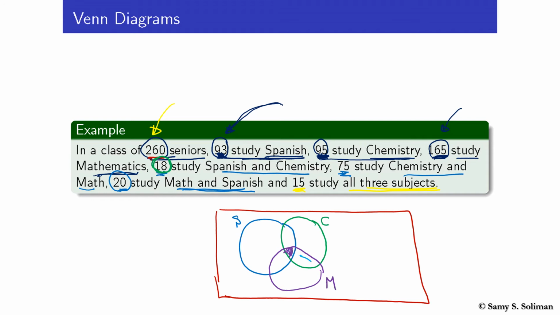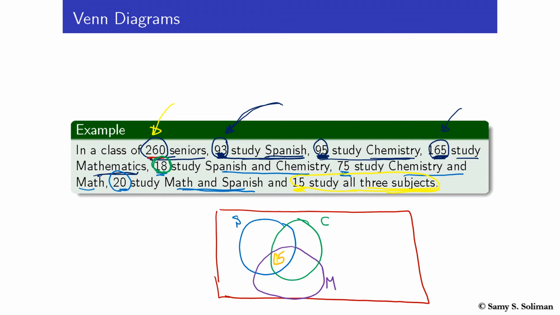Now let's fill each of these spaces with the number of students that we know about. And in order to do it without any mistakes, we have to start with the most determined set. The most determined set is the set of students studying all three subjects. So these are 15 students. These 15 students are necessarily the students in this intersection, which represents students studying those three subjects.